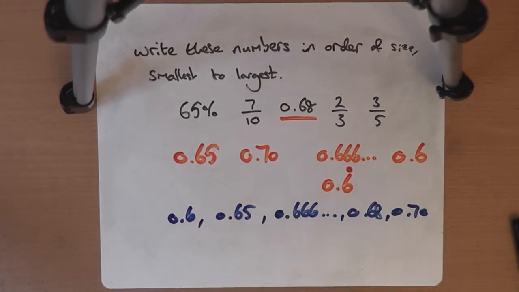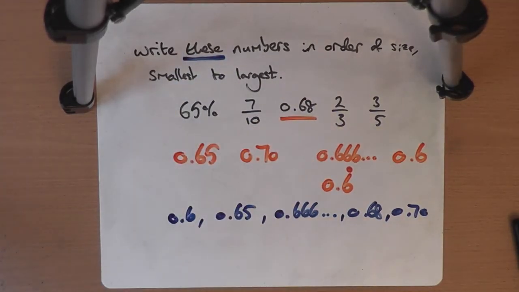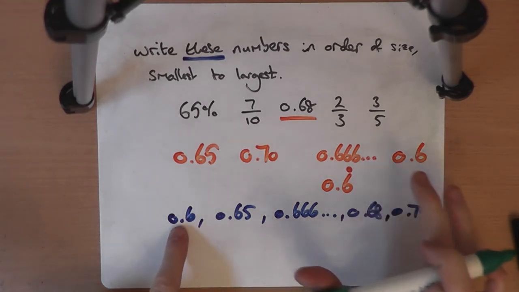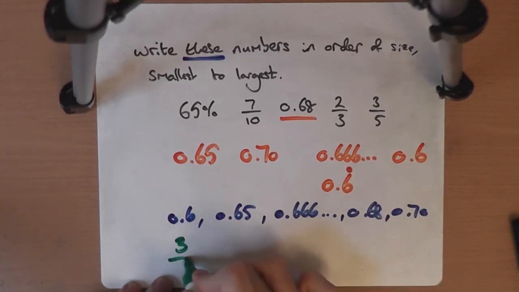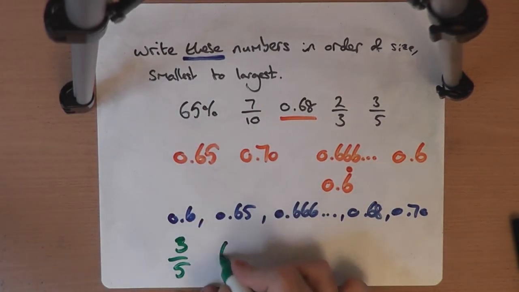And if I do that, and I give that as my final answer, then I only get one of the marks available. I do not get the mark for the answer. Why not? Because I need to look back at the question. Write these numbers in order of size. And these that I've written in blue are not the numbers that were in the question. I need to make sure I convert them back at the end. And the original numbers need to turn up in my final list. So the 0.6 was 3/5. So that needs to be that first one there. 0.65 was 65%, so that's my second one.